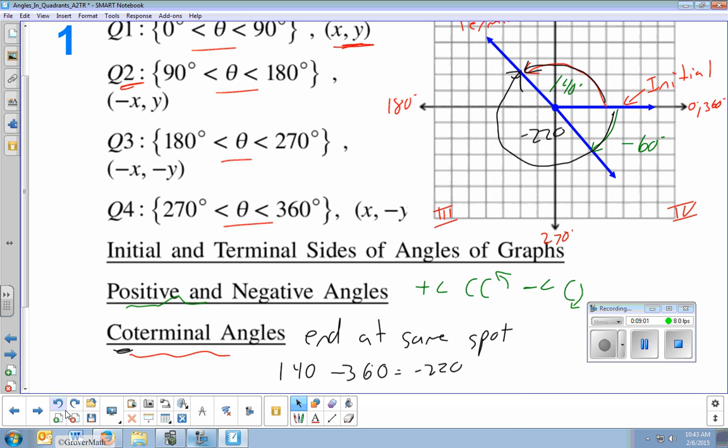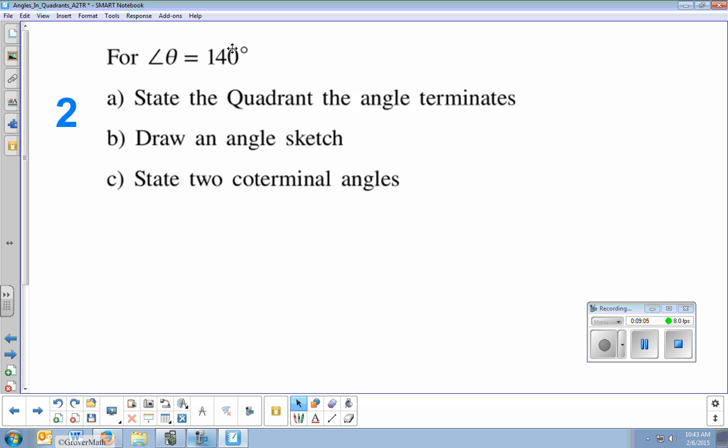All right, a couple of quick examples because I don't want the video to go too long, but they're pretty short. For angle theta 140 degrees, state the quadrant that it's in. So let's see, that's quadrant 2. Draw an angle sketch. What I want to do here is just draw a sketch, and 140 is in quadrant 2. I don't care how perfect they are here. Just give me a line in there, and then the arc drawing to it. That's what I'm looking for, a quadrant 2 angle.